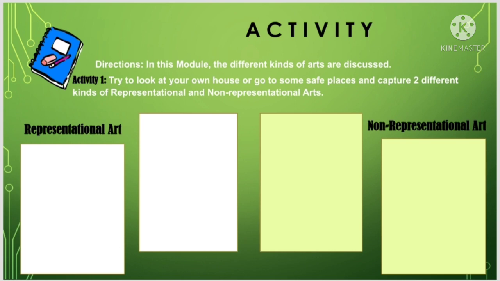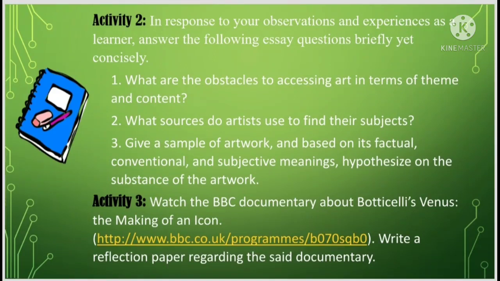We have also activity two. So, in response to your observations and experiences as a learner, answer the following essay questions briefly yet concisely. So, hindi yan pahabang-pahaba, pero direct to the point to answer the question. We have three essays. What are the obstacles to accessing art in terms of theme and content? What sources do artists use to find their subjects? So give a sample of artwork and based on its factual, conventional, and subjective meanings. Hypothesize on the substance of the art.